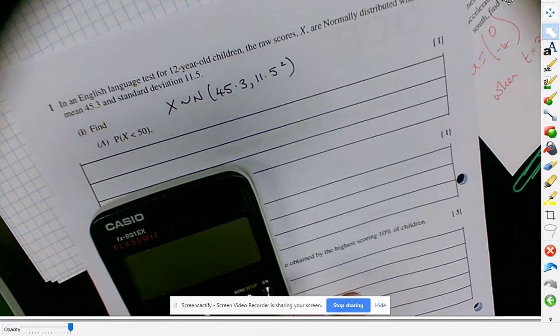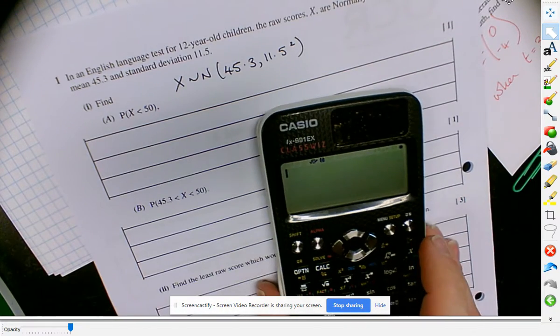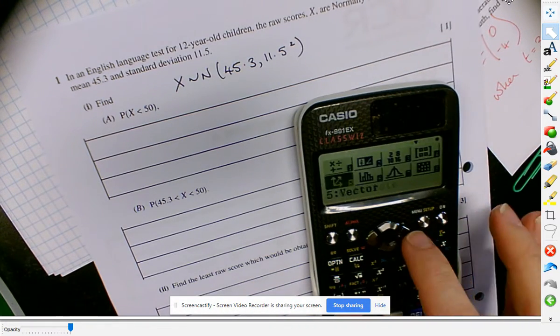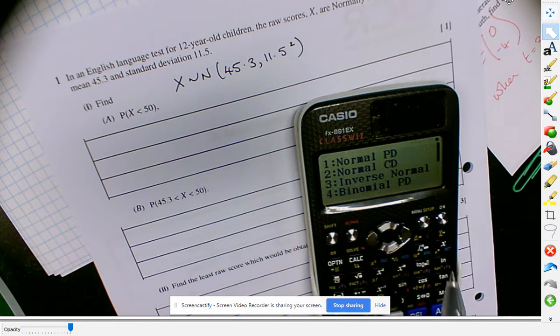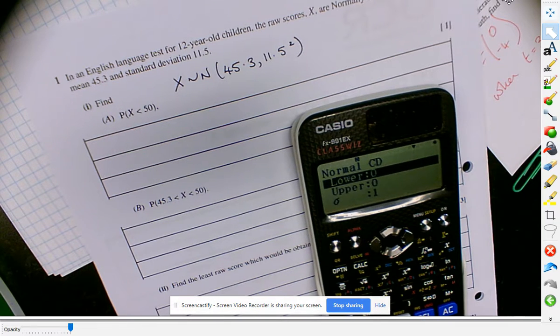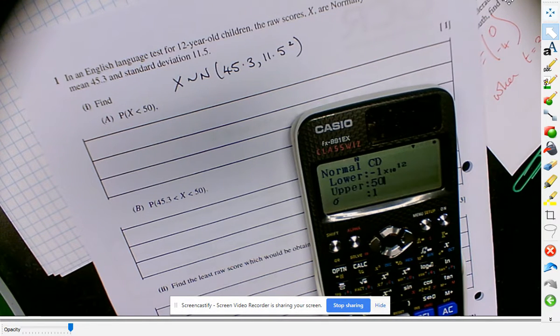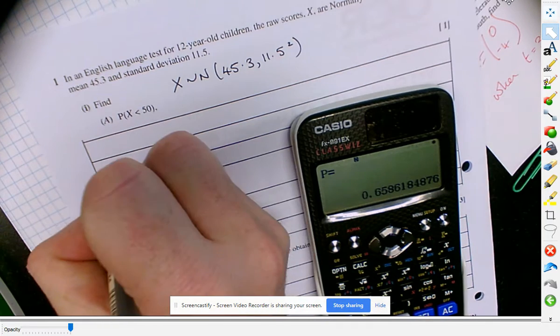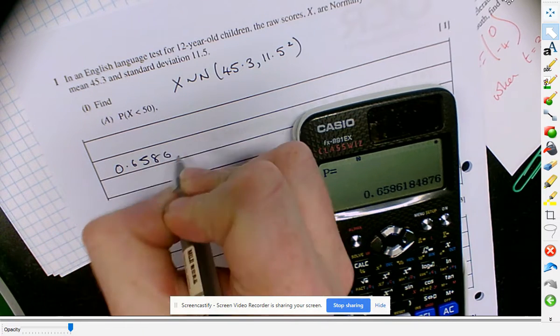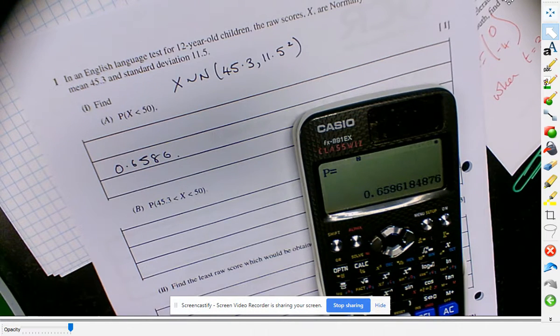So this is just simply a case of plugging numbers into the calculator. So we go to distribution, the normal CD distribution. Because I'm doing x less than 50, my lower limit is minus a few billion. My upper limit is 50, sigma 11.5, and mu 45.3. And I get the answer 0.6586. Okay.